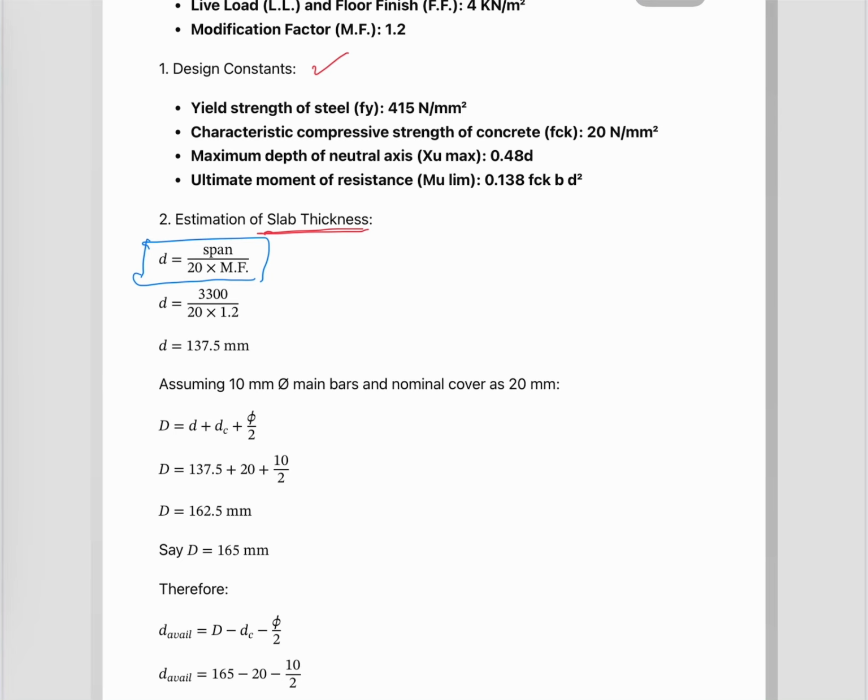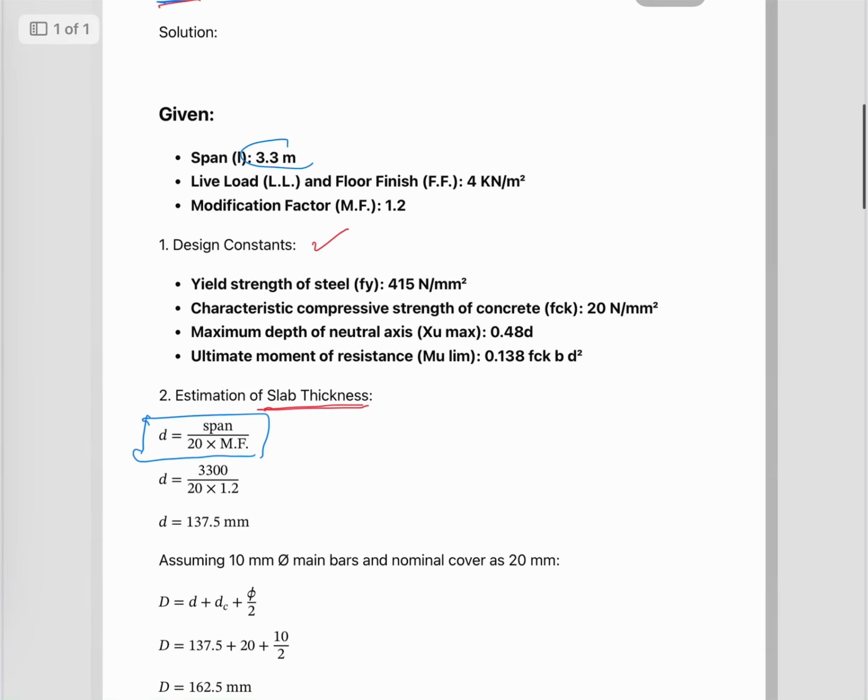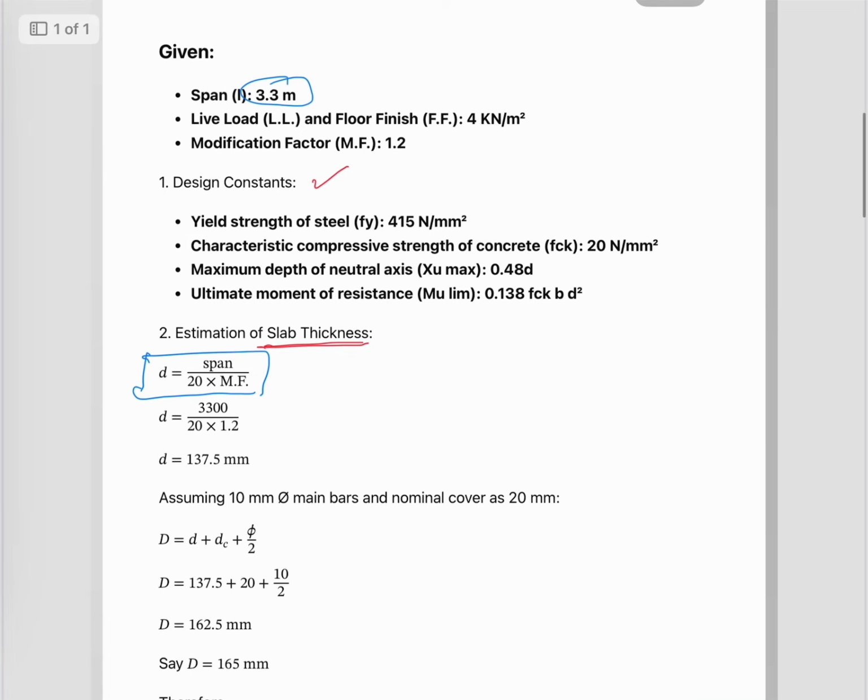Now you have a span of how much? 3.3 meter. So let's convert the span into mm: 3300. 20 is a standard value and 1.2 is the modification factor. After putting in all the values, we will get the depth, or the slab thickness, as 137.5 mm.